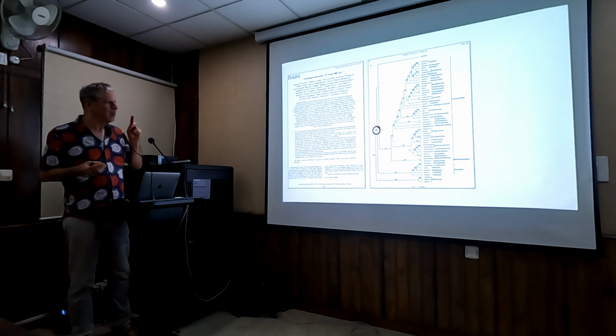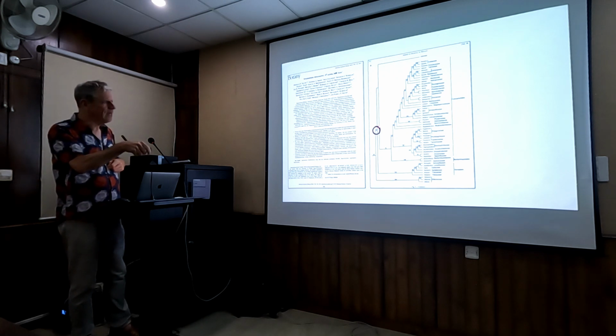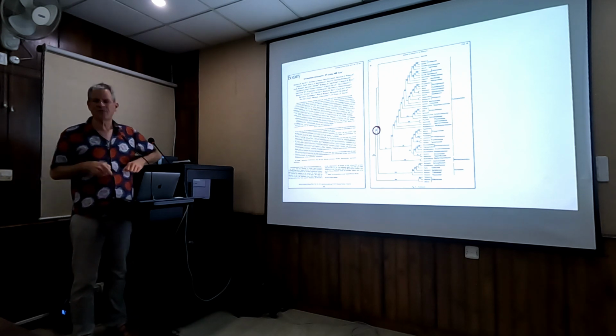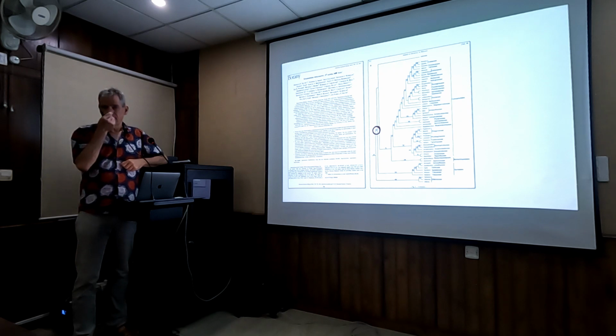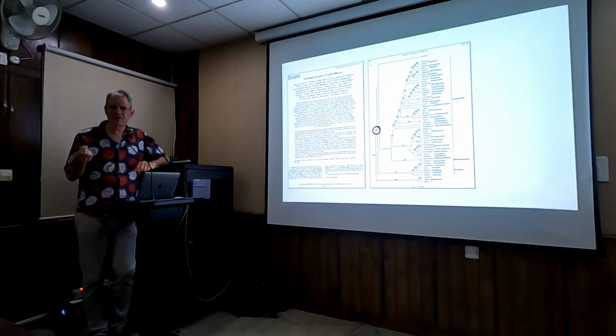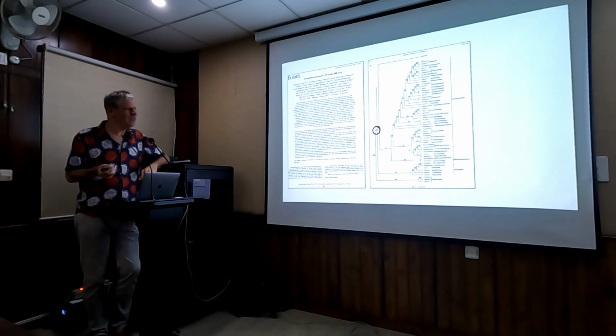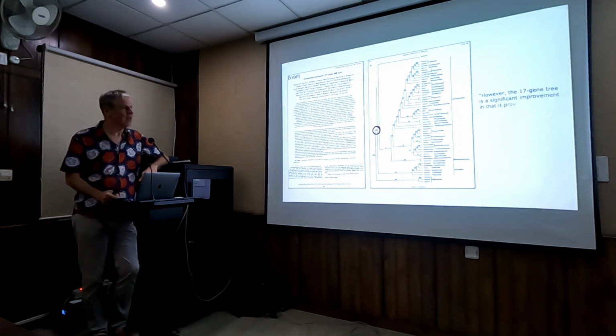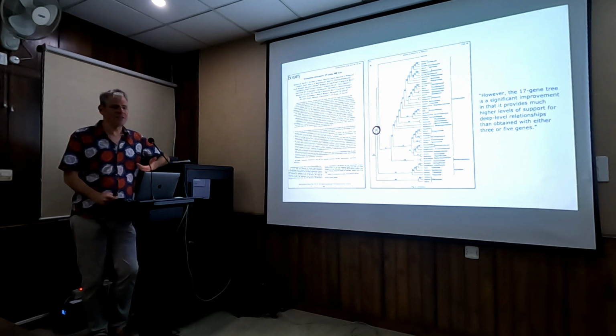But no, it's only 87% bootstrap support for that node. Which, given the fact that they put in sequences for 17 genes, is quite a poor bootstrap percentage. But there's a good reason for that. And in a way, they also realize this in this paper when they say, however, the 17 gene is a significant improvement.